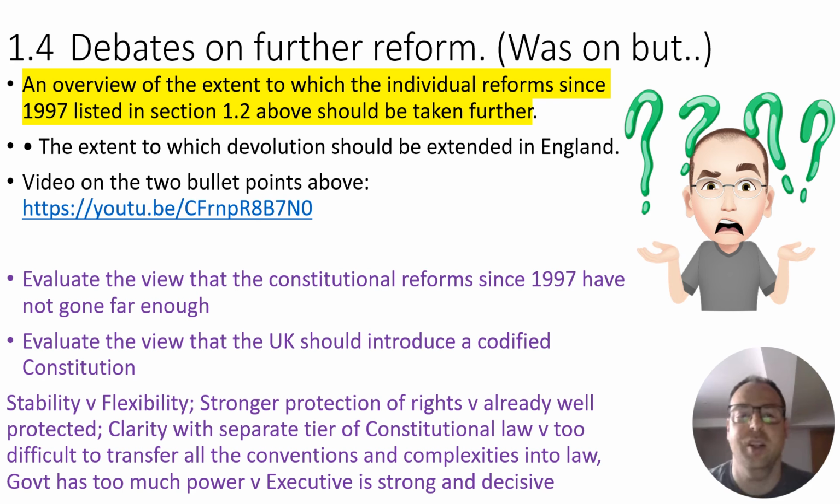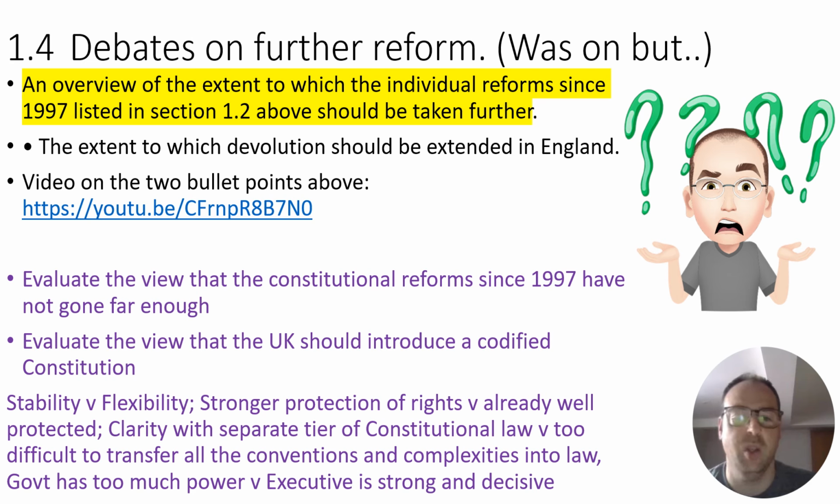So you could get something again, evaluate the views that constitutional reforms since 97 have not gone far enough, evaluate the view that the UK should introduce a codified constitution. So again, one of those is about how far they have gone, and the next one is about whether they should be taken further, and think about the arguments for a codified constitution.